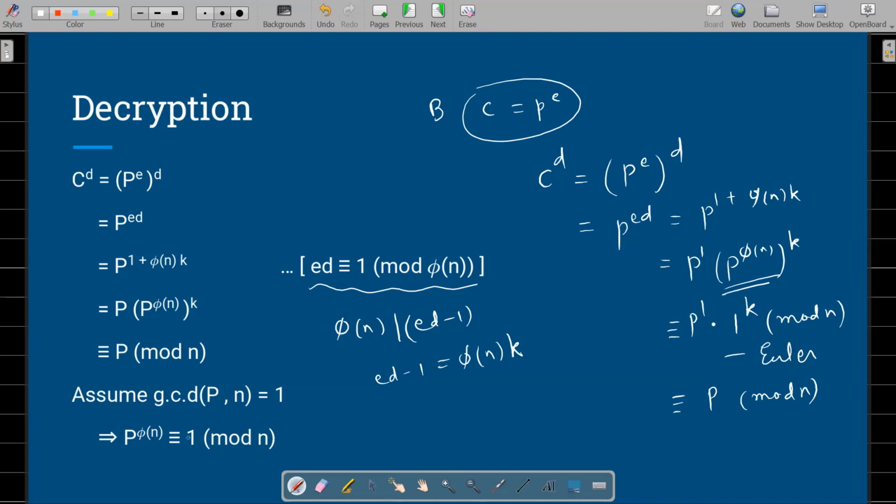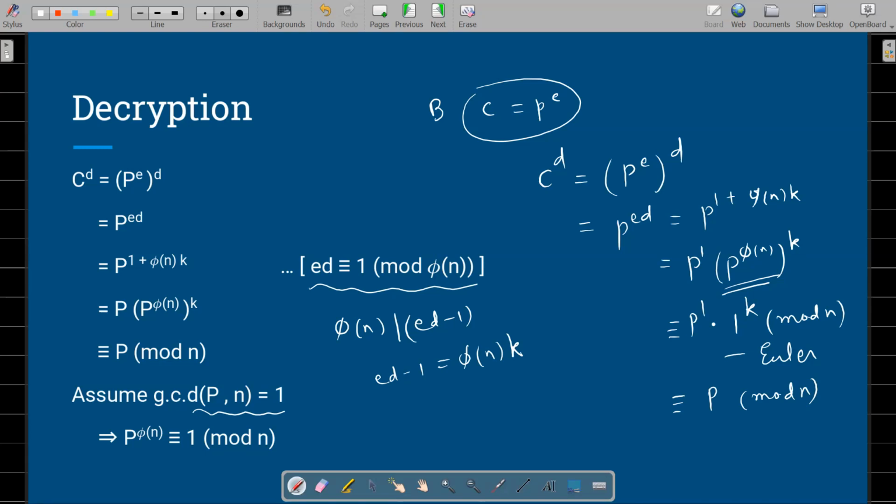And if at all GCD of P and N is not 1, still we can manage to show that C raised to D again gives me P. There we need Fermat's theorem. Yeah, so anyway, now let's try to analyze this.